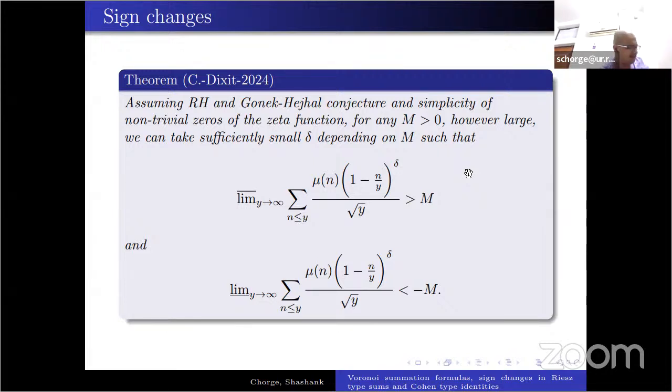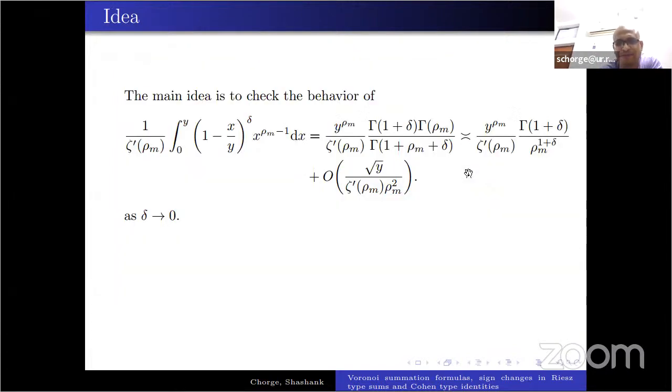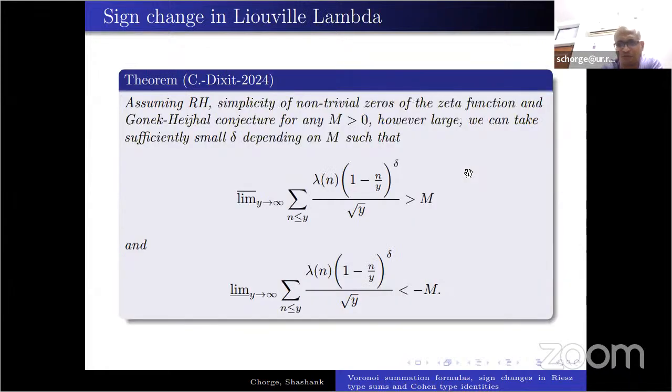I had an explanation, but we may not have a lot of time to go through it, so I will not go through the explanation because we are probably running out of time. For lambda also, we have similar types of bounds. The lim sup is greater than or equal to m, again the Riesz type sum, exactly identical to mu of n, and the lim inf is less than or equal to minus m under identical conjectures.